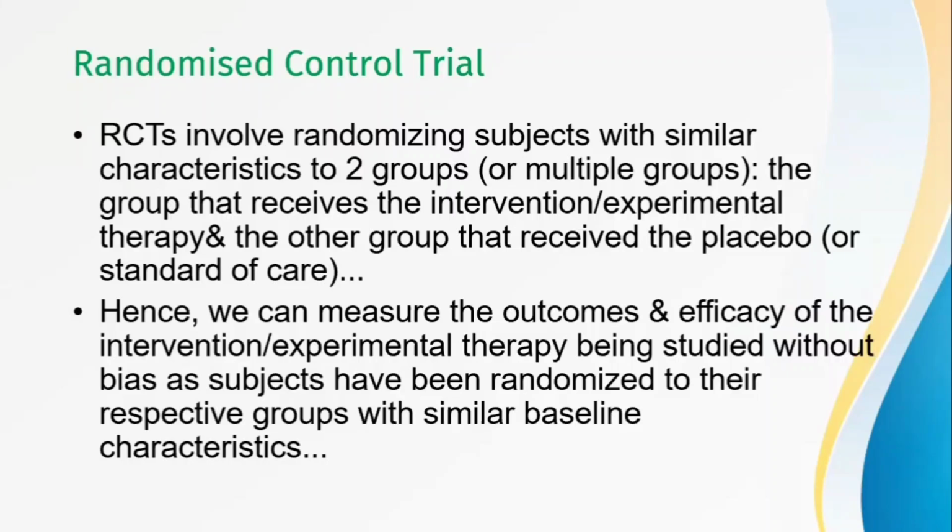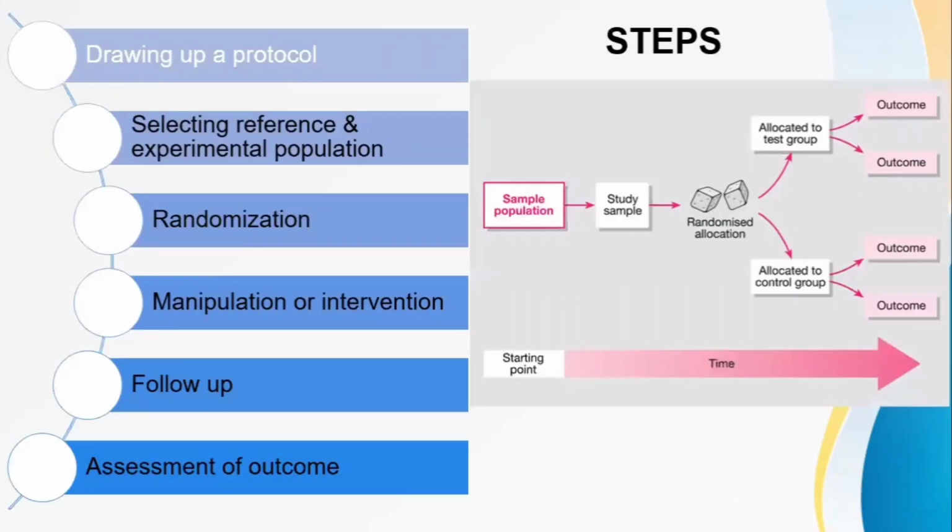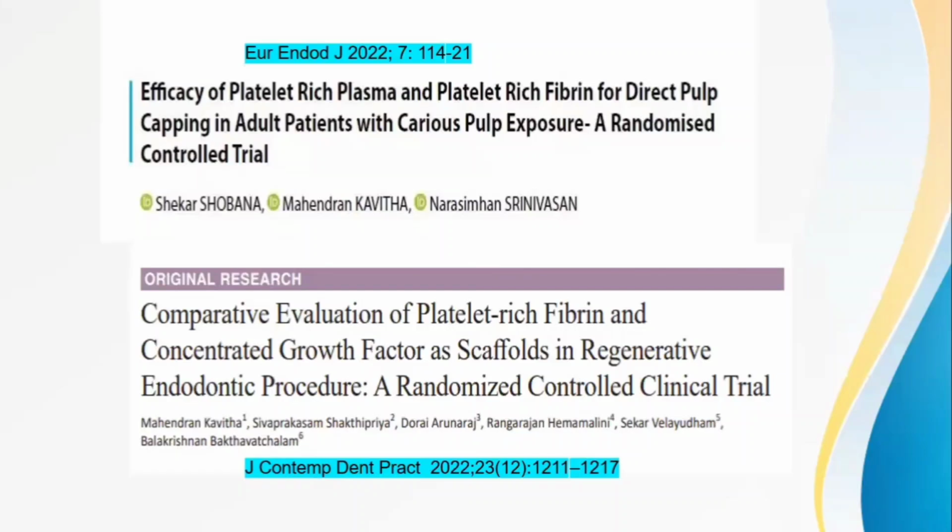different therapies or interventions. Some additional methodological features are often added to this study design to further improve the validity of a trial. These include allocation concealment, blinding, intention to treat analysis, measurement of compliance, minimizing the dropouts, and ensuring appropriate sample size. These are all the steps in carrying out the randomized control trial. These are some of the examples of randomized control trials published in European Endodontic Journal.